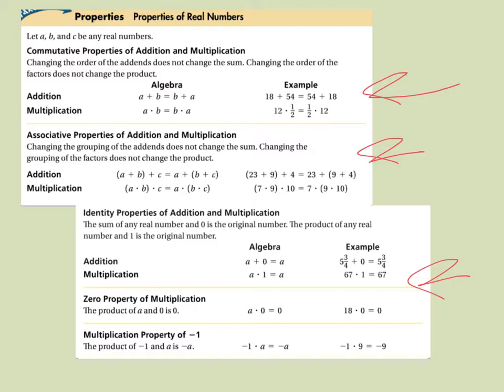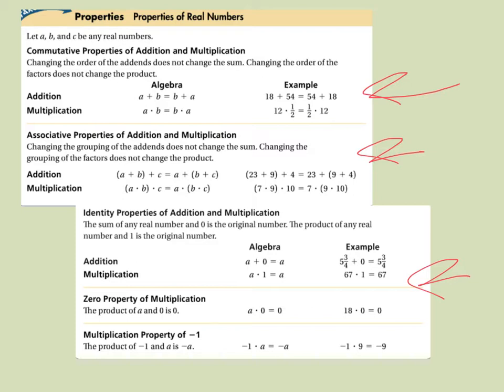And we have the associative properties that say it doesn't matter the order that we add numbers as long as it is addition or subtraction, because we will still get the same result. 1 plus 2 plus 3 is the same thing as 3 plus 2 plus 1. And 1 times 2 times 3 is the same thing as 3 times 2 times 1.